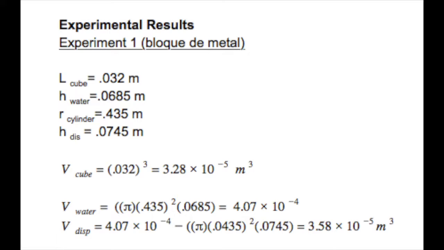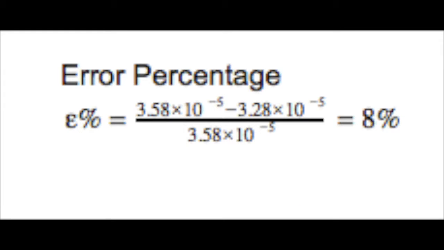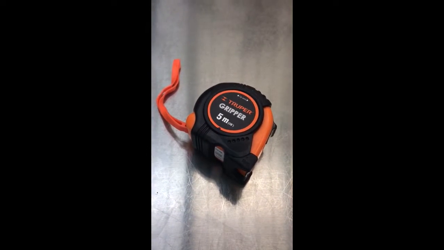As you can see in the image, we subtracted the change in height and the area of the cylinder from the volume of the water to get the volume displaced, which can be compared to the volume of the cube. That ended up being very similar. We got 3.58 times 10 to the negative 5 for the volume displaced, and we can compare this to 3.28 times 10 to the negative 5, which is the volume of the cube. We ended up with an error percentage of 8%, which is low and confirms the theory. However, there was an error probably because of a mistake made during measuring.